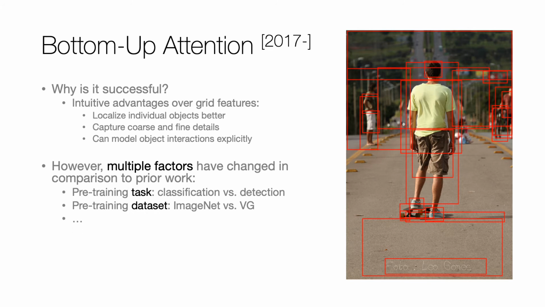Unfortunately, you could probably tell that multiple factors have actually changed for it to have controlled comparison with previous works. For example, in bottom-up attention, the weights are not only pre-trained on ImageNet, but also on visual genome for object detection and attribute classification. Therefore, a controlled study is needed to understand the behavior better.